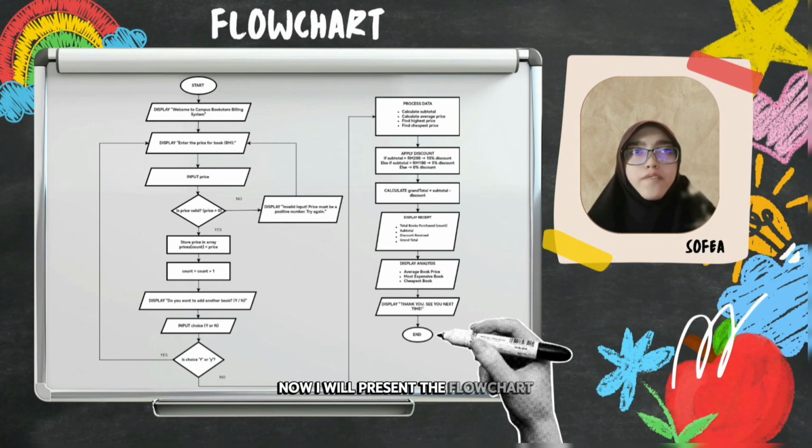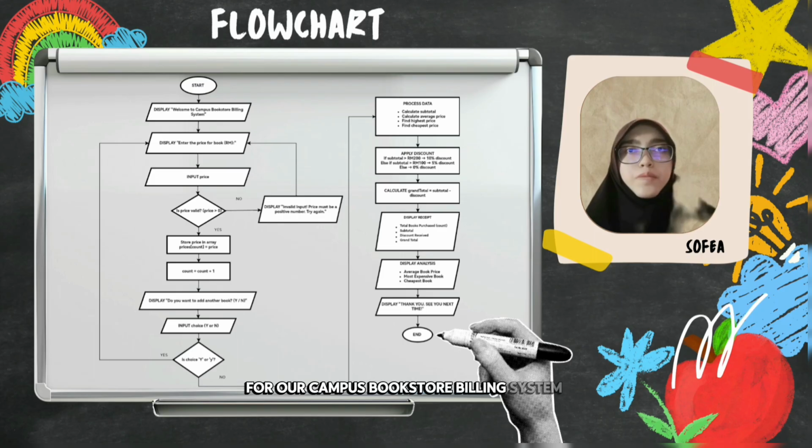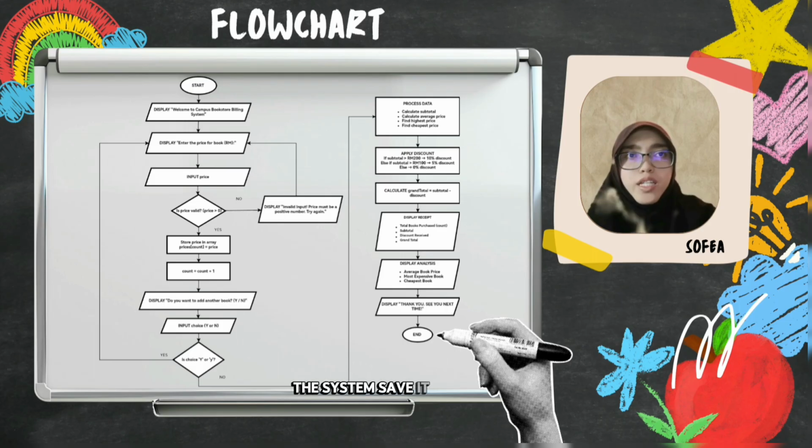Thank you, Alicia. Now, I will present the flowchart for our Campus Bookstore billing system. The process starts with a welcome message and prompts the user to enter a book price. Before saving it, the system checks if the price is a valid positive number. If someone inputs an invalid price, the system shows an error message and loops them back to try again. Once a valid price is entered, the system saves it in an array and increases the book count.